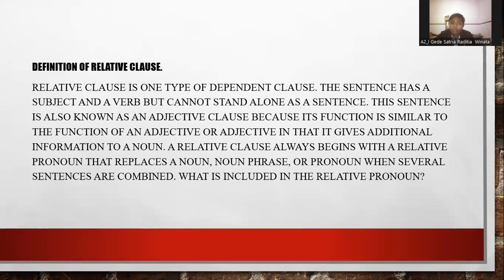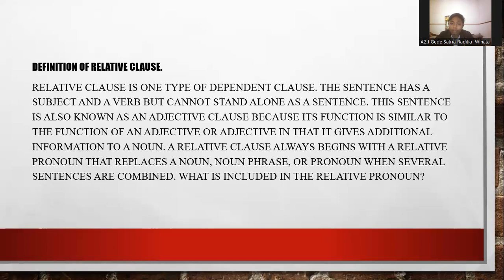First, I explain the definition of a relative clause. A relative clause is one type of dependent clause. It has a subject and a verb, but cannot stand alone as a sentence. It is also known as an adjective clause because its function is similar to that of an adjective, in that it gives additional information to a noun.